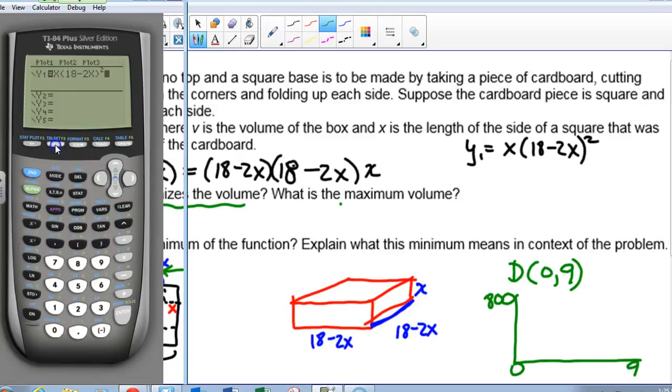Okay, remember the window is appropriate. 0 to 9 and up to like 800 maybe, I'm not sure. Did anybody get a nice little ski slope looking thing there? Okay. Got a bunny hill on one side and something a little steeper on the other.